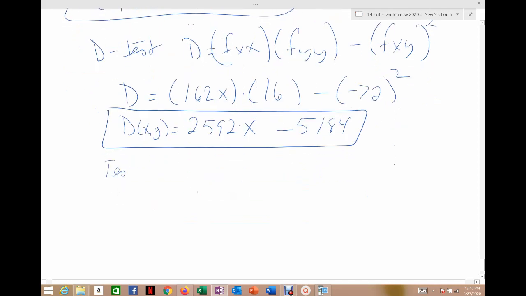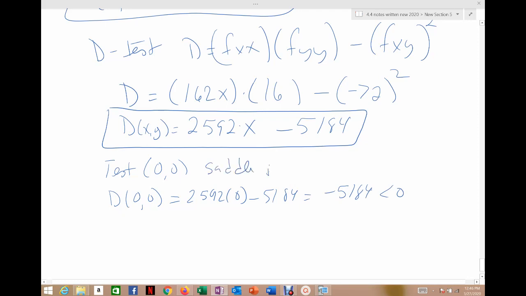Alright, now you test each one. So I'll start with 0, 0. So I'm going to take my 0, 0 and plug it in. Alright, so 2,592 times 0, right, the x value is 0. That comes out negative 5,184, less than 0, so that tells me this is a saddle point. Alright, that's my test.